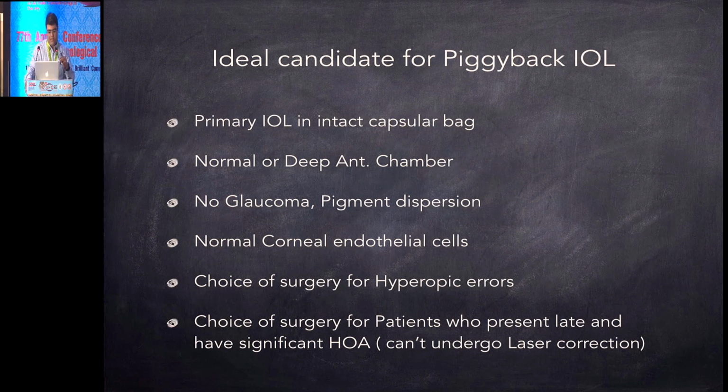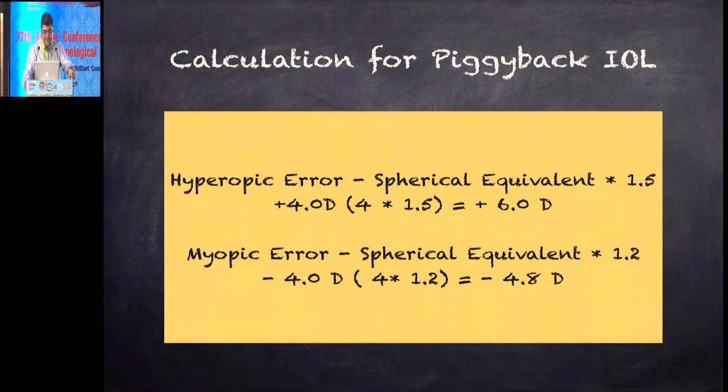Just a quick word on who are the ideal candidates for piggyback IOL. Your IOL has to be intact in the capsular bag. A normal or deep anterior chamber has to be there, and the patient doesn't have any glaucoma or pigment dispersion. And this is a simple calculation for piggyback IOL. If there is a hyperopic error, you multiply the spherical equivalent by 1.5. If the patient has +4 diopter of surprise, you implant +6. And if he has a myopic error, you multiply the spherical equivalent by 1.2.